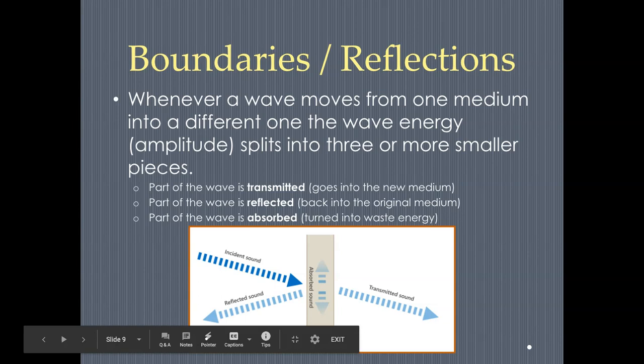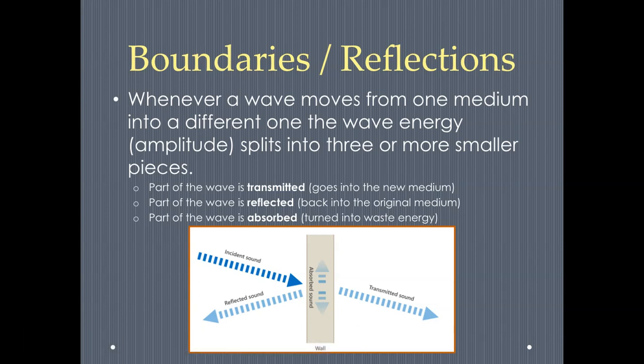All right, we are almost there. So a couple other things we'll talk about. We'll talk about boundaries and reflections. When a wave hits a boundary from one medium to another, some things generally happen. The wave energy actually splits up into three or more smaller pieces. An example of this could be light, rainbows, music, like sound waves.